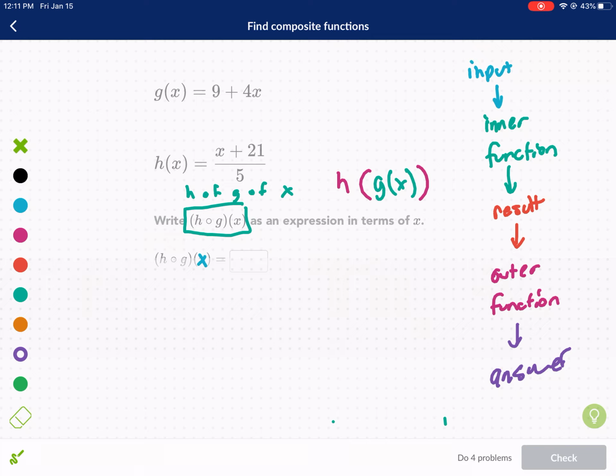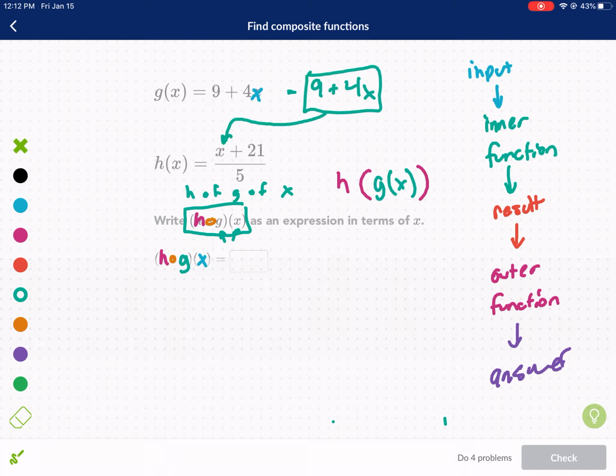In this case, our input is x, so we're going to plug it into our inner function, which is already pretty much done for us. So for our result, we get 9 plus 4x. Our inner function is g of x because it's the one that's closest to x, and then our outer function is h. So h is our outer, g is our inner, and this little symbol here means composition. So now we're going to plug in 9 plus 4x, that whole thing, into h.